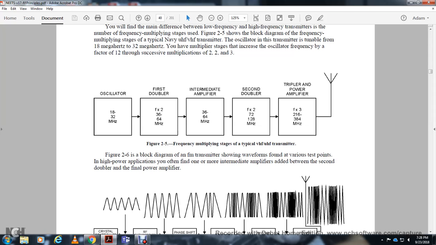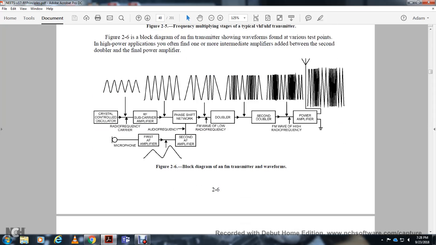Figure 2-6 is the block diagram of a frequency modulation transmitter, showing the waveforms found at various testing points. For higher power applications, you will find more intermediate amplifiers added between the second doubler and the final power amplifier.